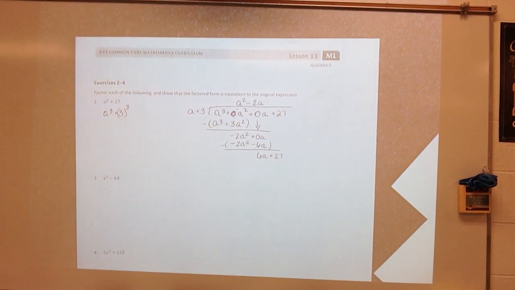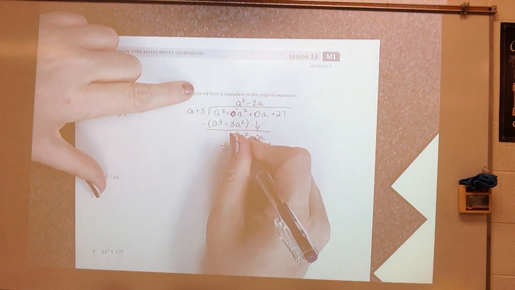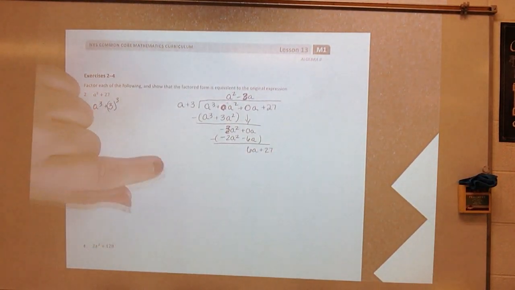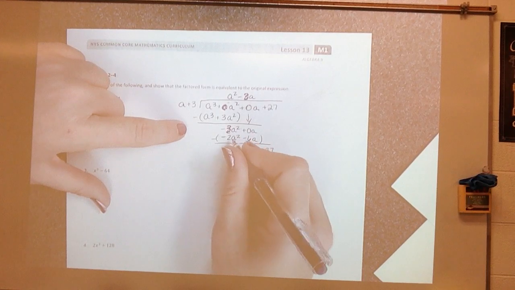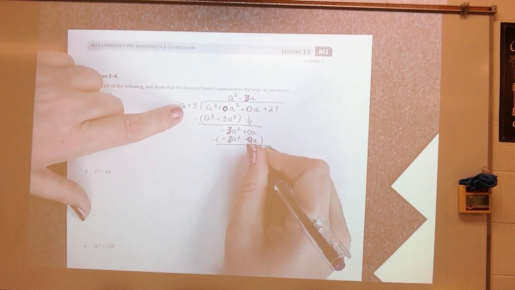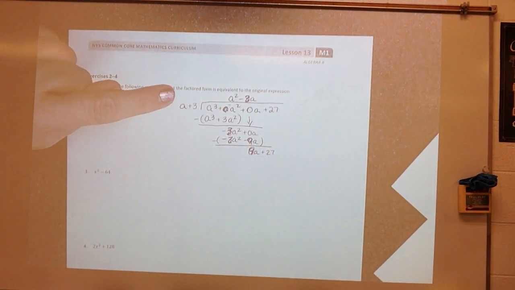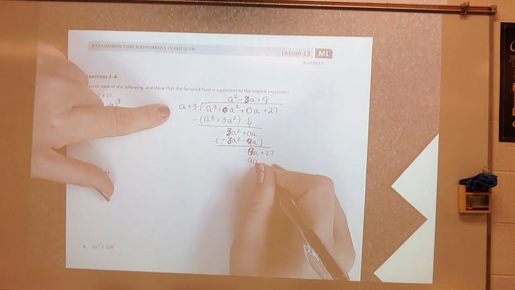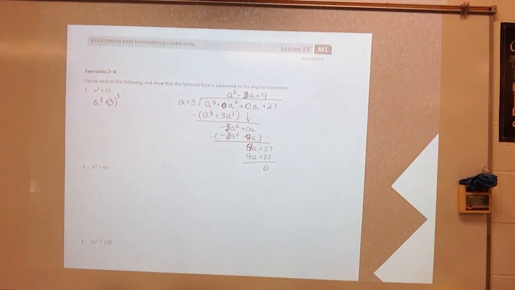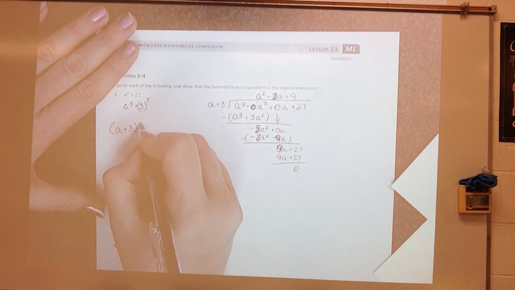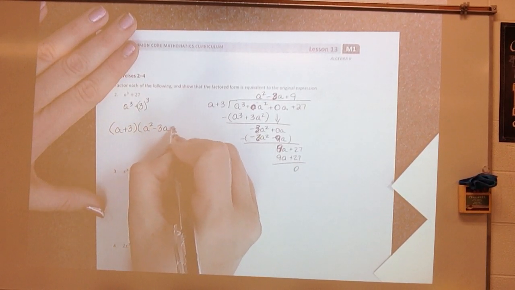I've messed up here somewhere. What did I do here? Oh, this should be 3, I'm sorry. So this is going to be 3. That was my fault. So I get 3 times 3 is 9. So what times a gives me 9? So 9, that would be 9a plus 27, and it zeroes out. So I know my factor would be a plus 3 times a squared minus 3a plus 9.